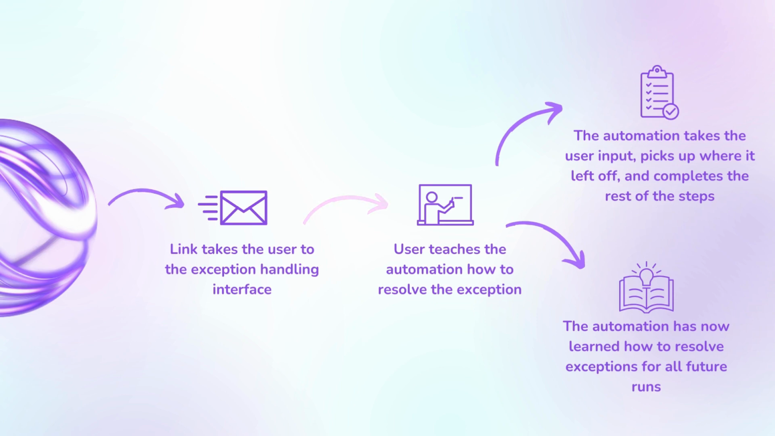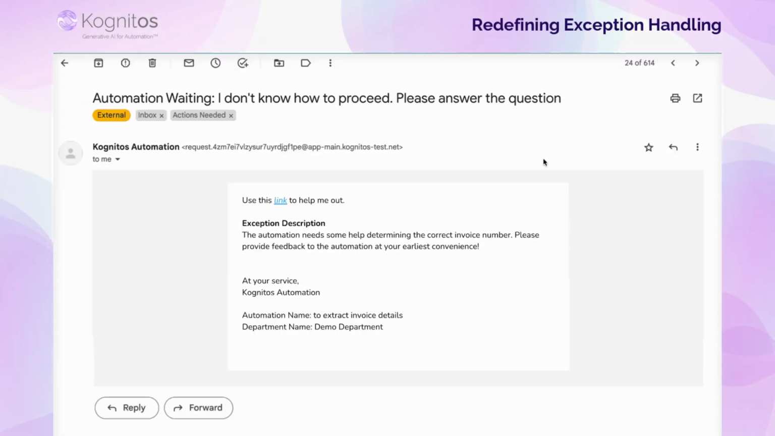Once the automation has been taught how to resolve the issue, the automation can take the input and pick up where it left off, completing the rest of the steps of the automation. And moving forward, the automation has now learned how to resolve exceptions for all future runs related to this use case. Let's take a look at what this process looks like with an example.